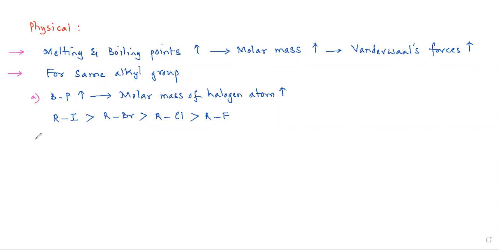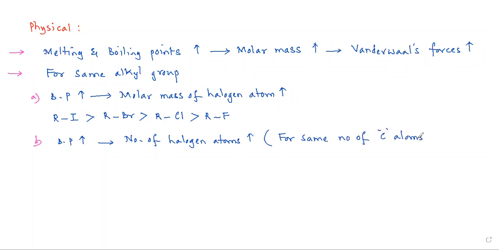Then we can also say that the boiling point increases with the increase in the number of halogen atoms. And here the condition is when the number of carbon atoms is same. Let me give you an example. 2 halogen atoms, then 3 halogen atoms, then 4 halogen.